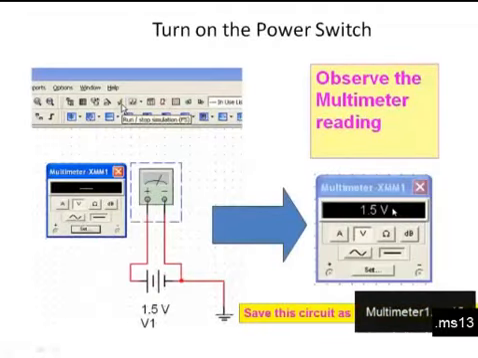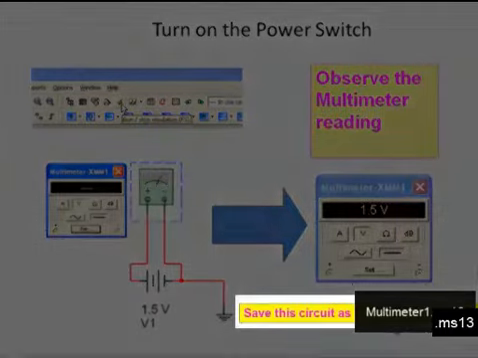Okay, now we're ready to turn on the power, and we should see that the display here goes from blank to 1.5 volts. If it doesn't, you might have to click on that multimeter just to get it in focus on the screen capture. So you should get 1.5 volts, and don't forget to save this.